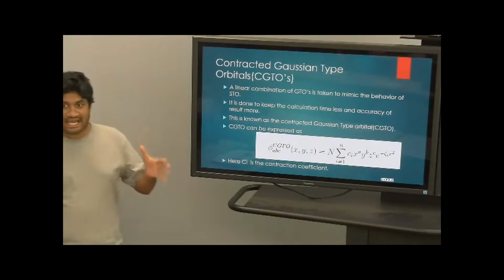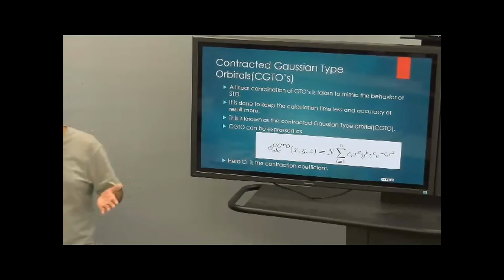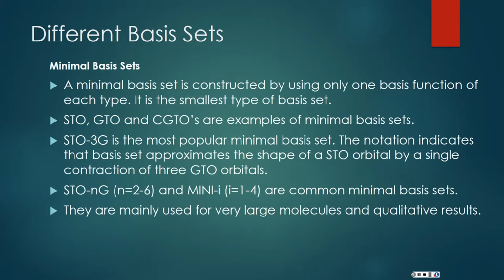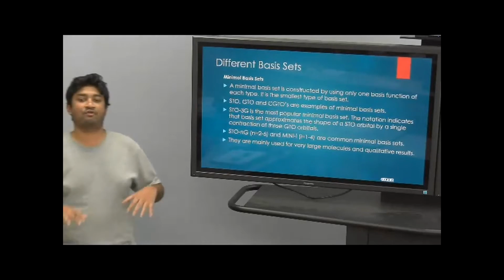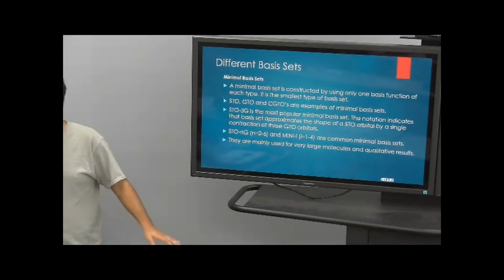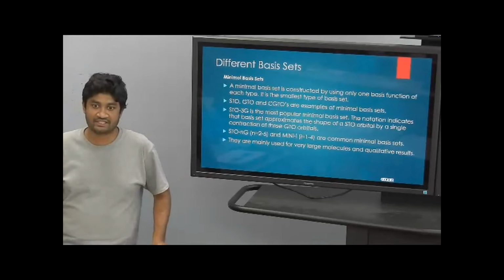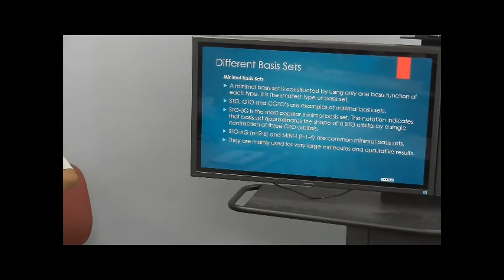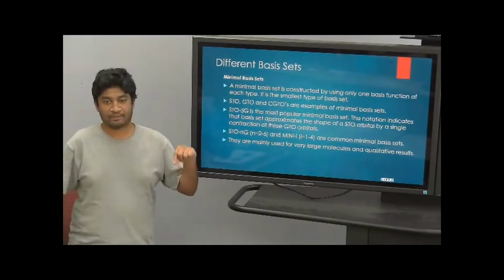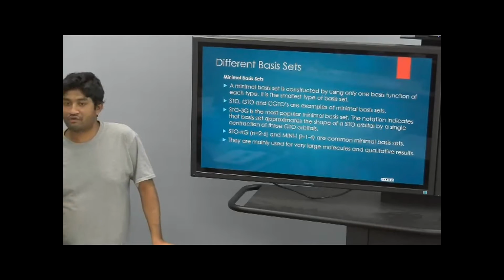According to the size of the basis set, it can be classified as the minimal basis set, double zeta basis set, triple zeta basis set. A minimal basis set is constructed by taking one basis function for each type of orbital, and it is the smallest type of basis set. STO, GTO, CGTO are the common examples of the minimal basis set. STO-3G is the most common type of minimal basis set. The notation indicates that this basis set approximates the shape of a STO orbital by a single contraction of 6 GTOs.